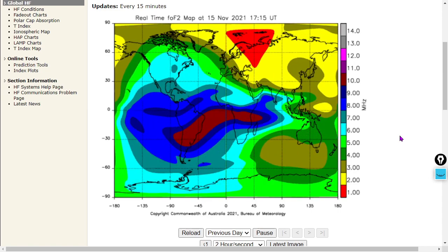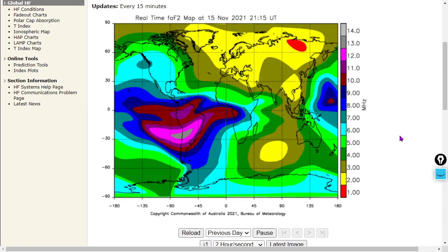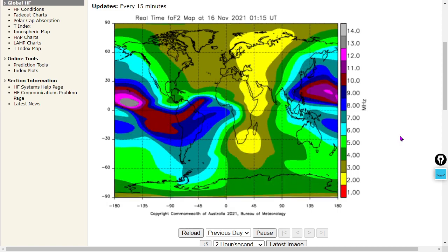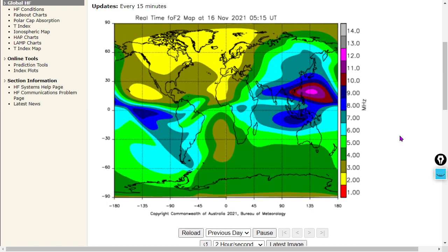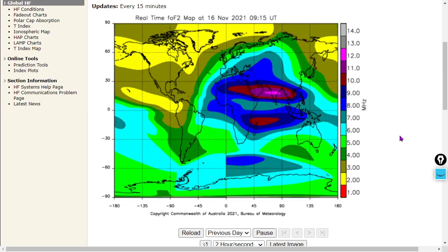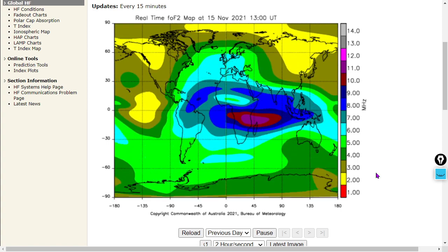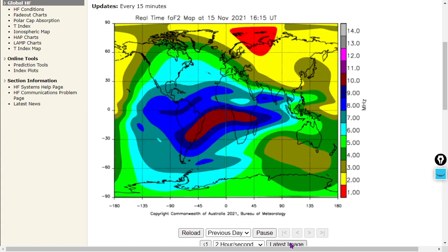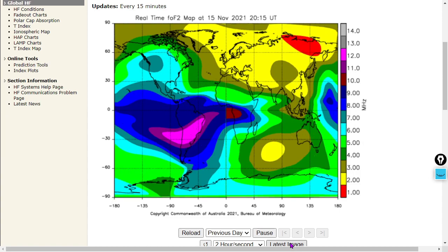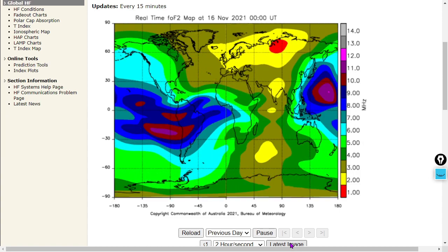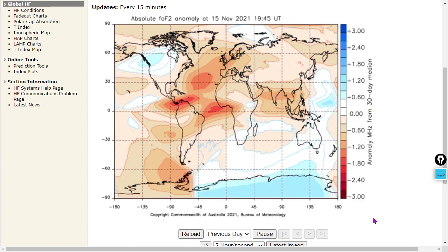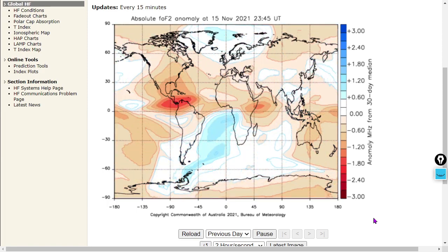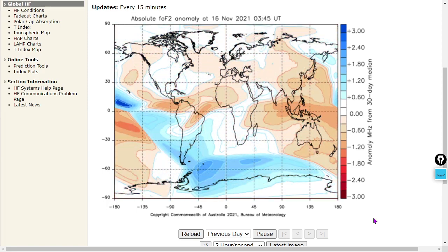And here's your ionogram from the Bureau of Meteorology of Australia. And we're seeing high and low frequency anomalies happening here. Rather than attempt to explain those, I'll just let this play through, bring up the latest image, and show you the anomalogram. So that's the ionogram. Here's the anomalogram showing you anomaly in megahertz from the 30-day median.